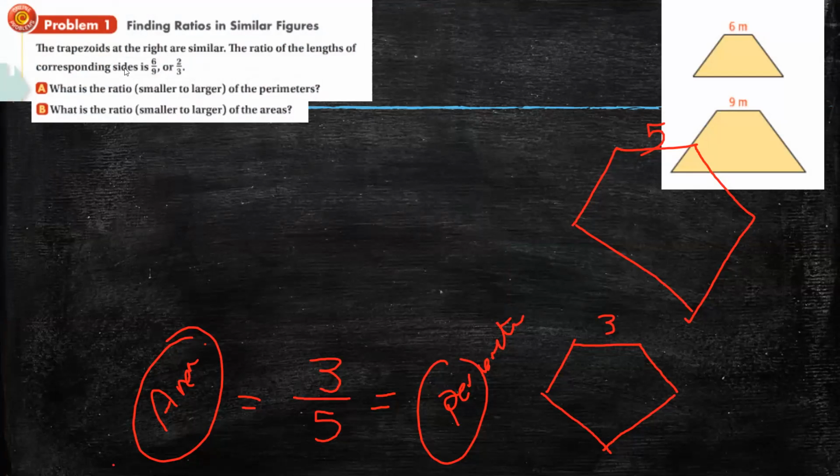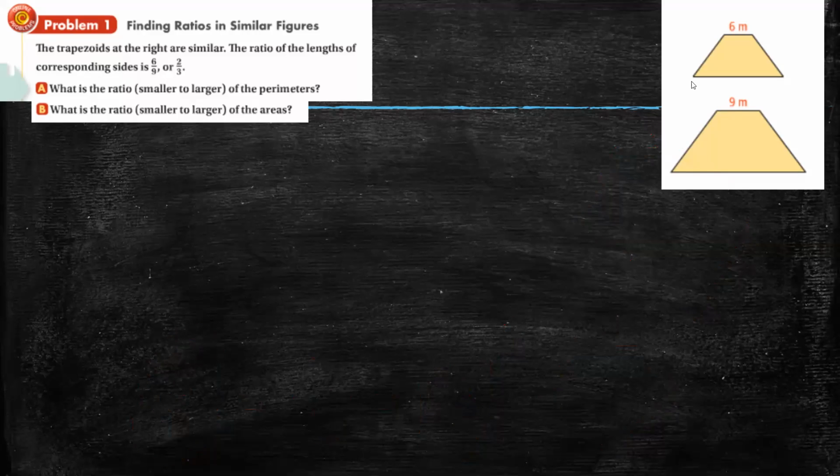Finding ratios in similar figures. The trapezoids at the right are similar. The ratio of the lengths of the corresponding sides is 6/9 or 2/3. Look at these two shapes here. We have two trapezoids, and it says they are similar. Similar means they have the same shape but not the same size. Congruent means same shape, same size. Yes, both of them are trapezoids.